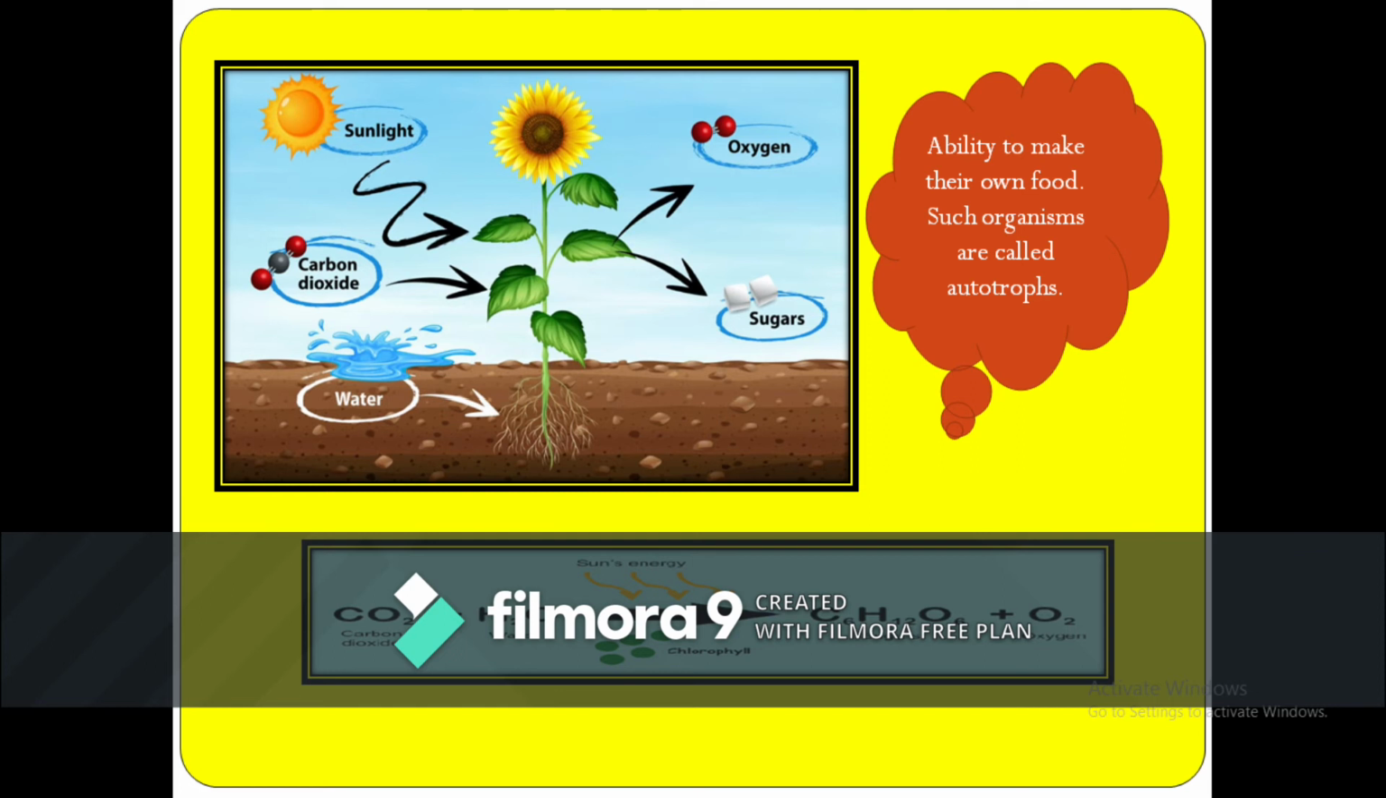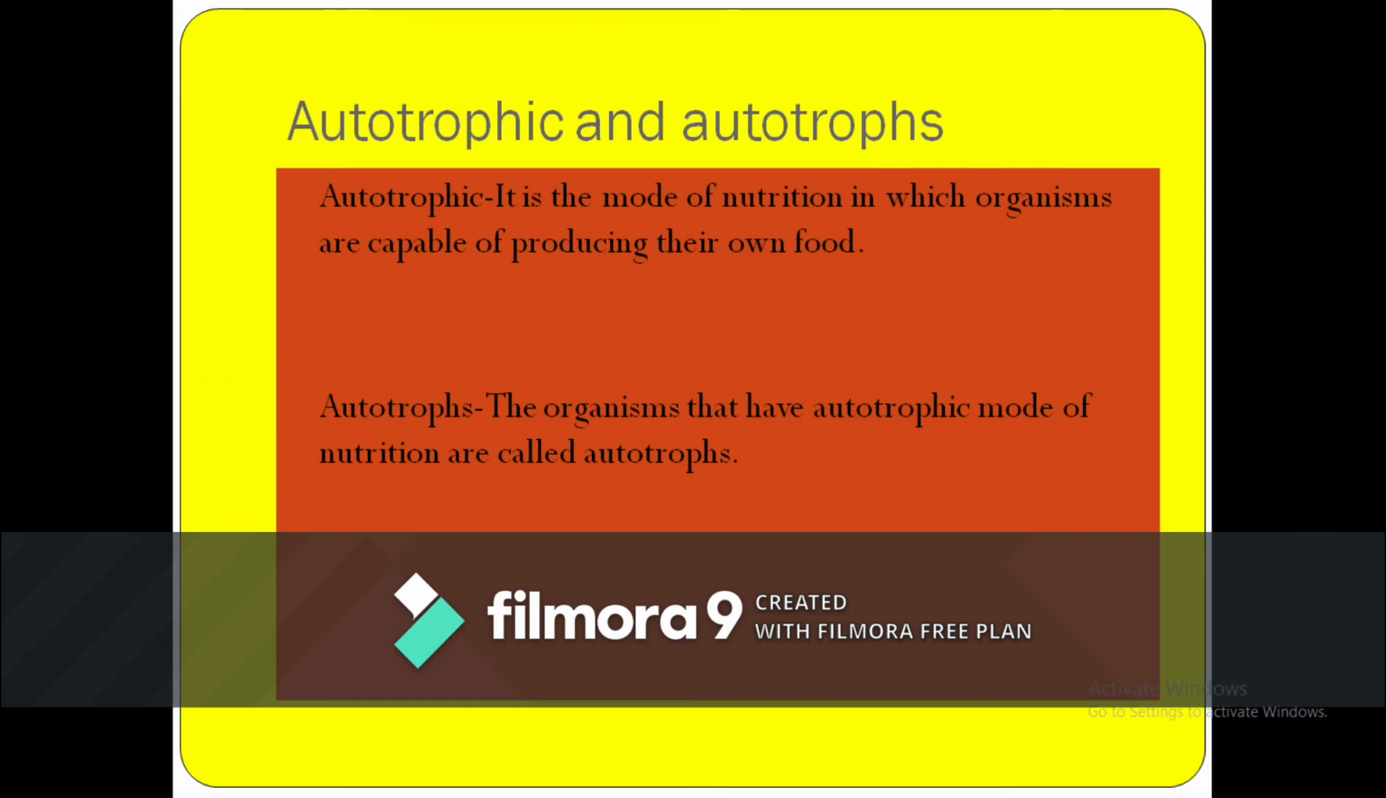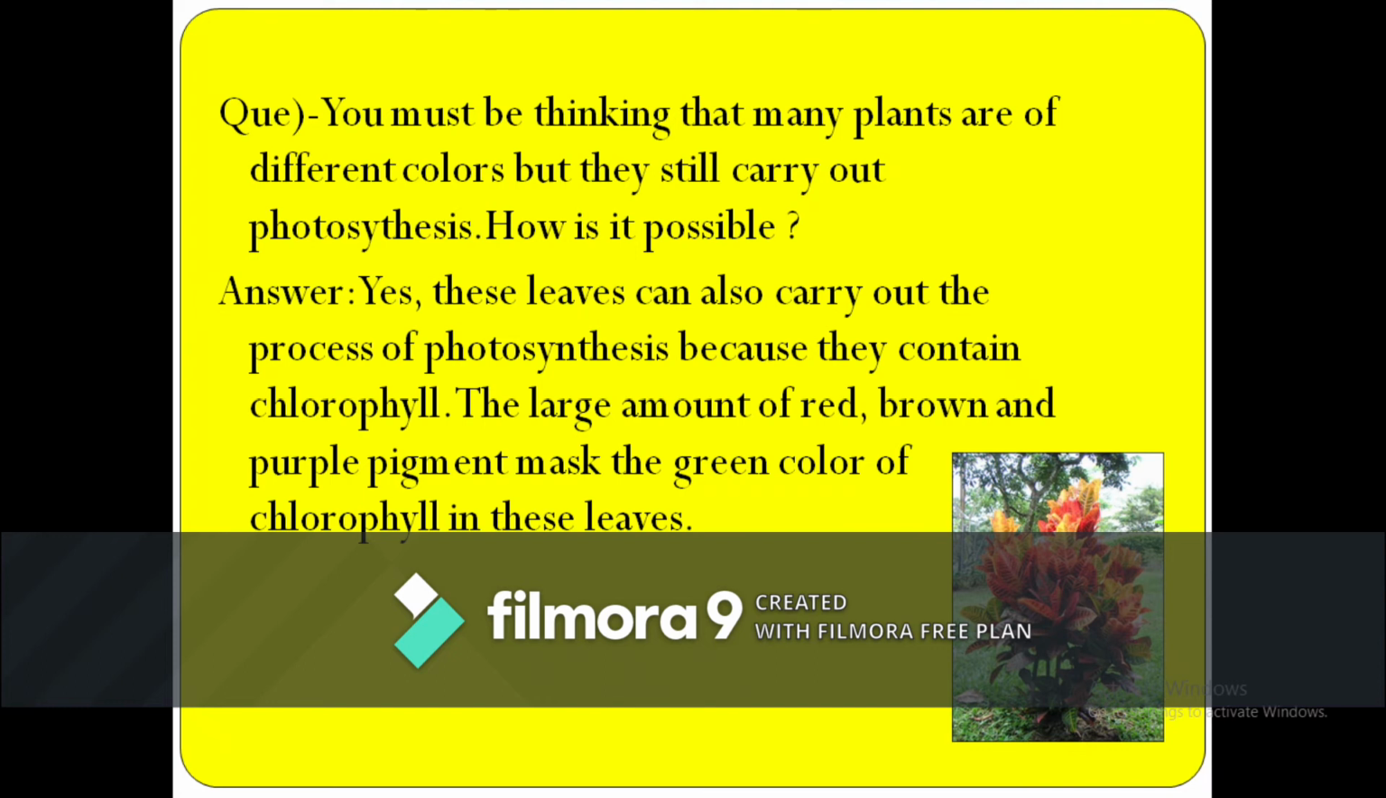The chemical equation for photosynthesis can be: carbon dioxide, that is CO2, plus water, that is H2O, in the presence of sunlight and chlorophyll, make sugars, C6H12O6, glucose, and produce oxygen, that is O2. Autotrophic and autotrophs: there is a slight difference between them. Autotrophic is the mode of nutrition in which organisms are capable of producing their own food, while the organisms that have an autotrophic mode of nutrition are called autotrophs.